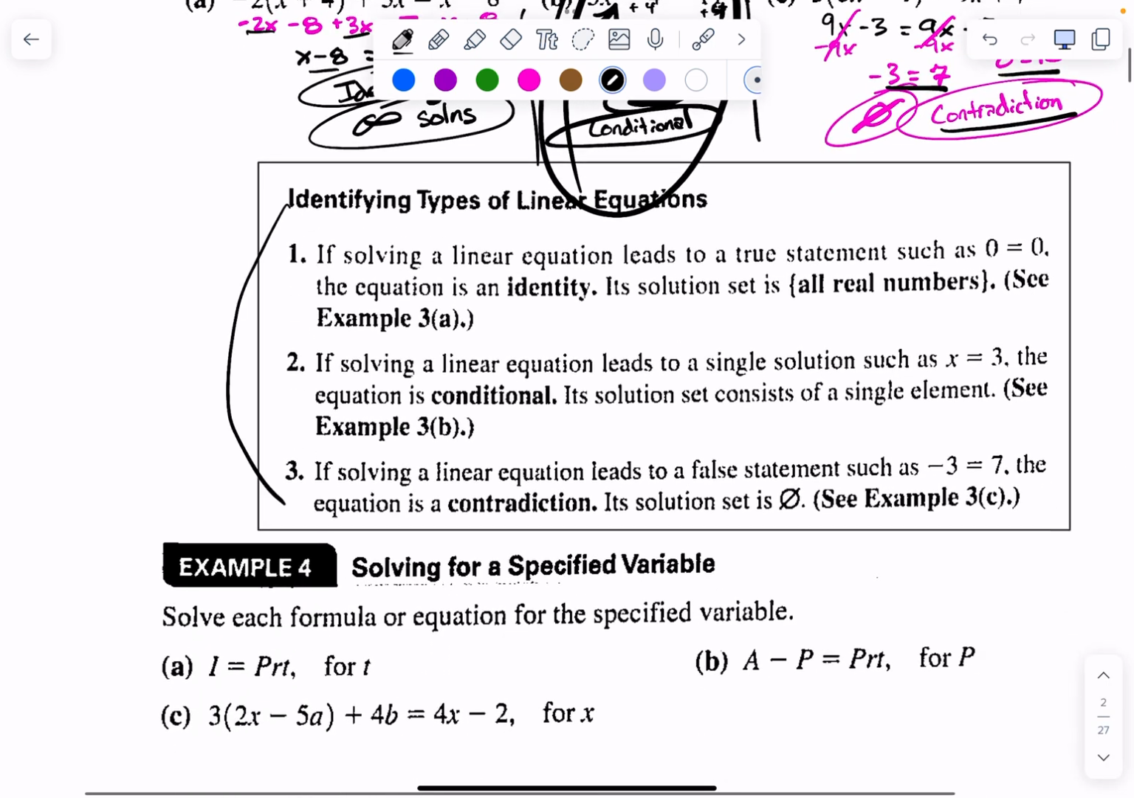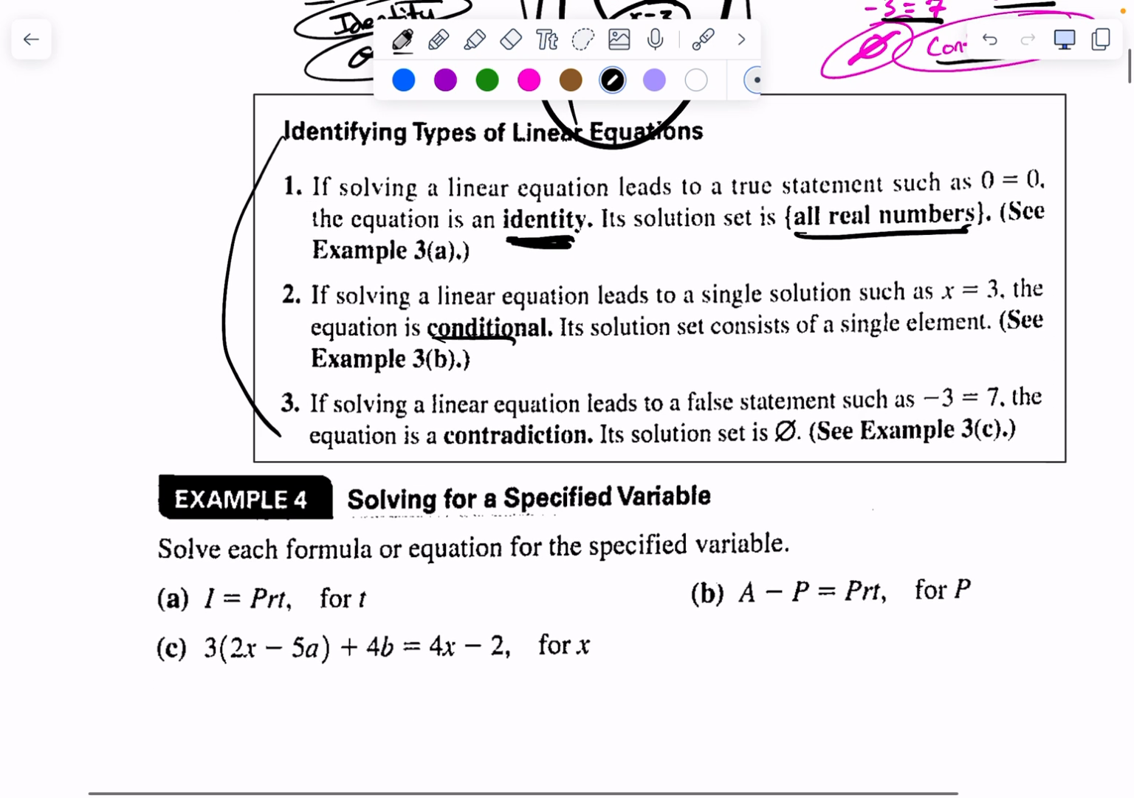Here's some more information about identities. The solution for an identity is all real numbers, or infinitely many solutions. For a conditional equation, the solution set is a single element, so just one thing under that one condition makes it true. And for a contradiction, the solution set is no solution. So nothing works in a contradiction.